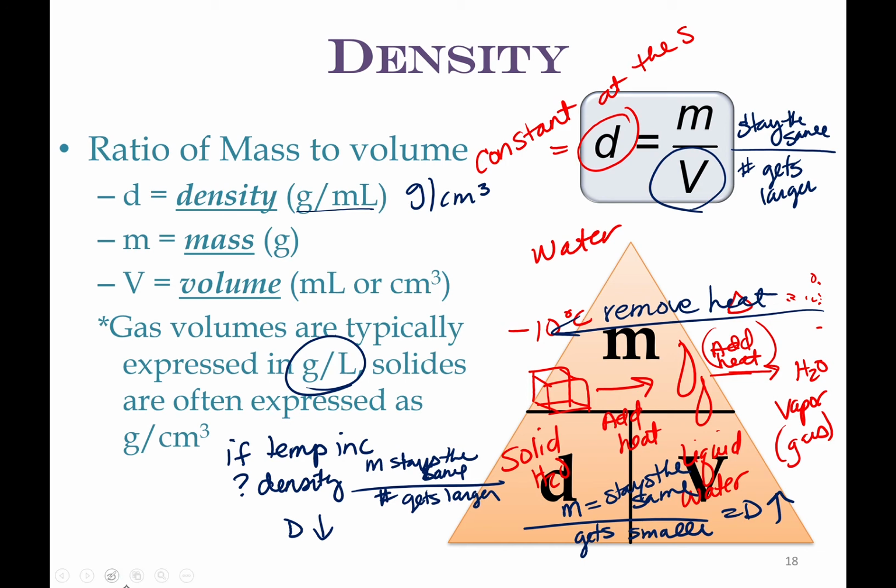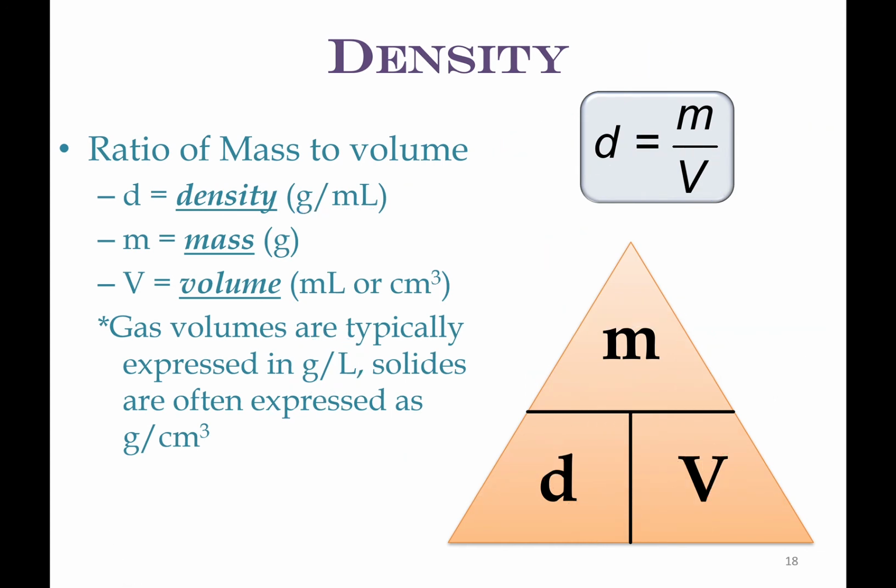Now, some people who don't really care for algebra like to use the triangle. I will tell you, I notoriously forget how to draw the triangle, but when you do draw the triangle, so mass, density, volume, you're just covering up what you're looking for. If I'm looking for density, it would be mass divided by volume. If I'm looking for volume, it would be mass divided by density. And if I'm looking for mass, it would be density times volume. So you cover up whichever one you're looking for, and that helps you to do the algebra.